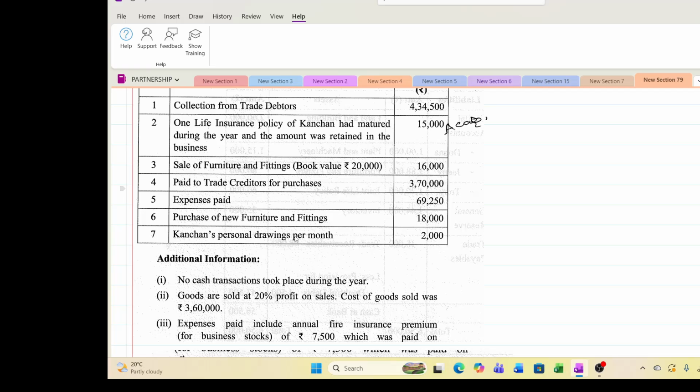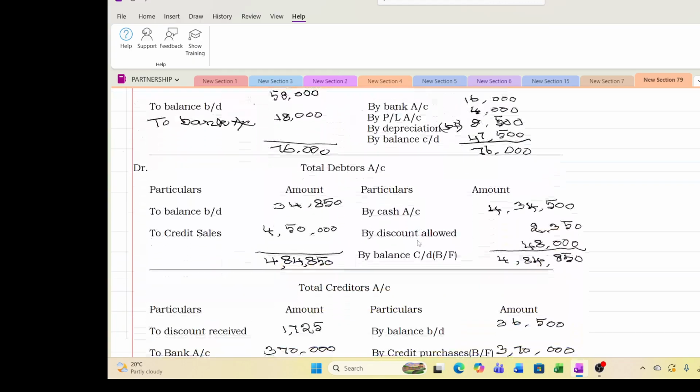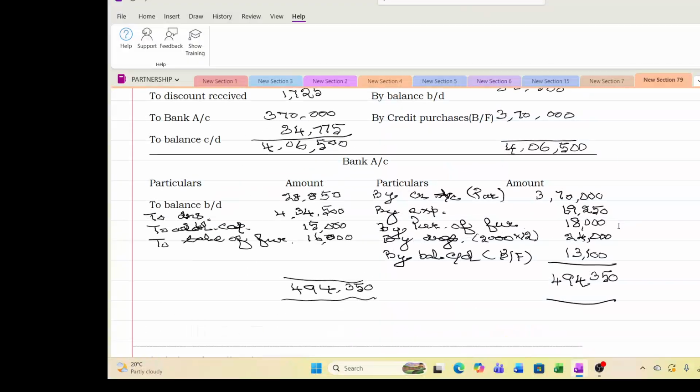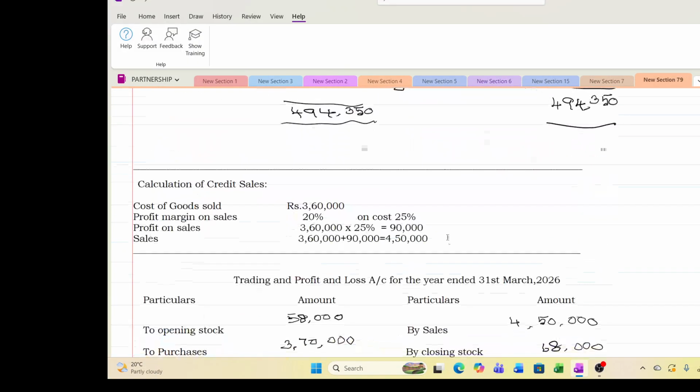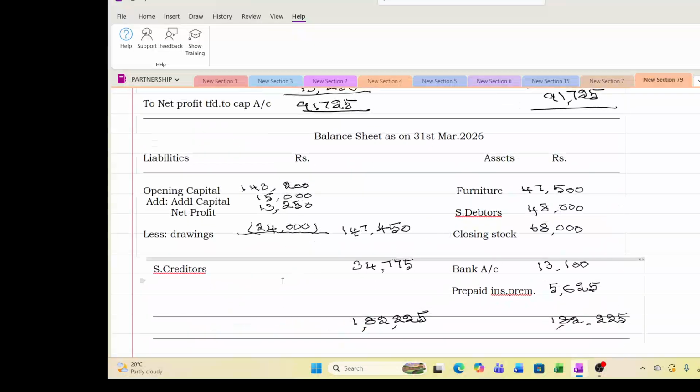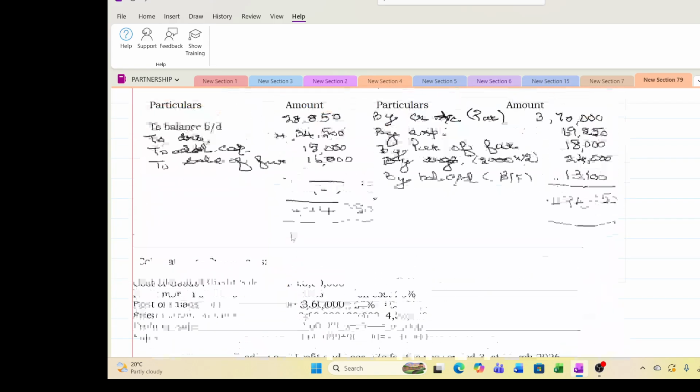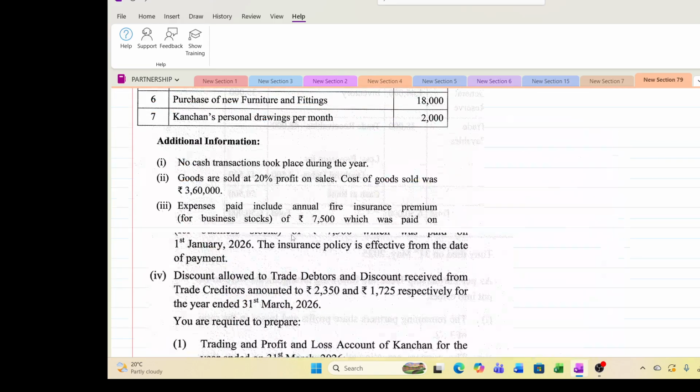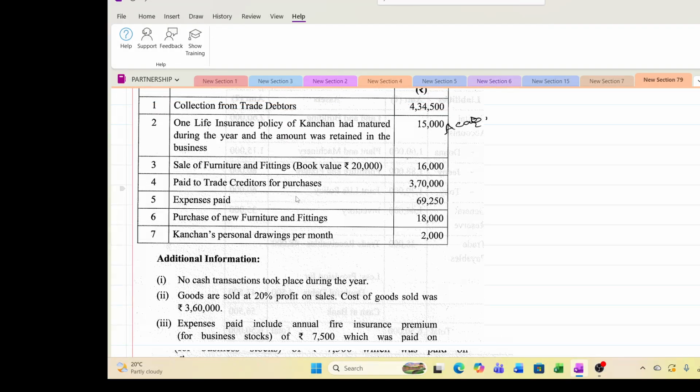Now Kanchan's personal drawings per month. So please read it very carefully. Per month 2,000. So she would have withdrawn 24,000. So bank would have paid. So in the bank account, go there, write on the credit side by drawings account 24,000. At the same time, in your balance sheet, less the drawing by 24,000. Okay. So all the double entry has been made for this column also.